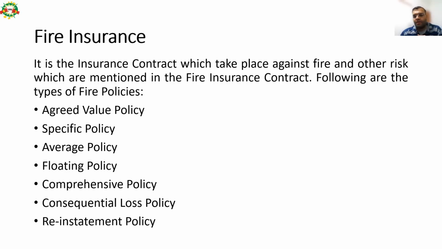So the next topic as per the IBBI syllabus is fire insurance. It is the insurance contract which takes place against fire and other risks which are mentioned in the fire insurance contract. So there are basically multiple types of fire insurance policies. These are the major 7 types of insurance policies, and a numerical or 1 mark theory question can come out of any of these policies regarding the definition. So let us understand what these 7 types of policies are with the help of some subsequent slides.